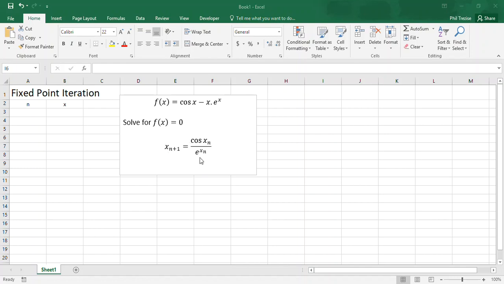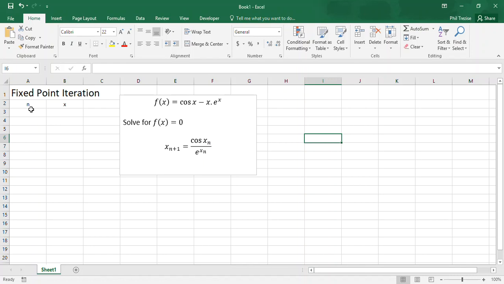Notice the subscripts. If I have an estimate for x, which I'll call estimate n, then the next one would be calculated by this expression. This is why it's called fixed point. We only need a single estimate for x to generate a new value. Not like the bisection method, where we needed two points.